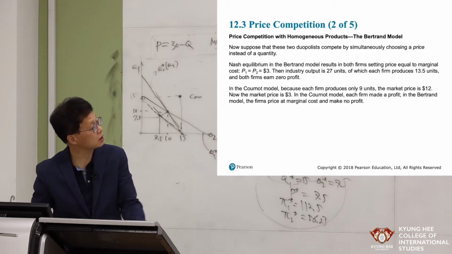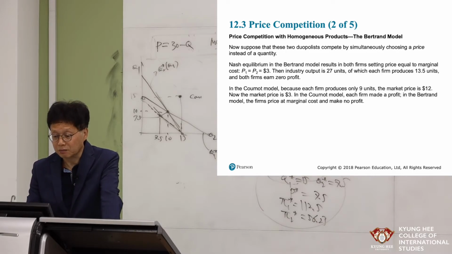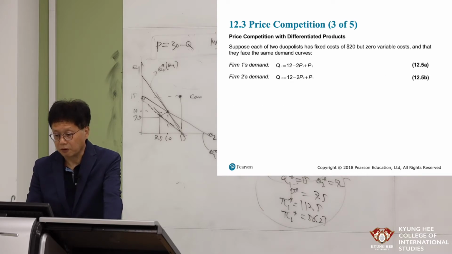I already calculated the Cournot model. And in the Bertrand model the market price is $3. In the Cournot model, each firm made a profit. In the Bertrand model, the firm's price equals marginal cost and they make no profit. Then we go to 24.